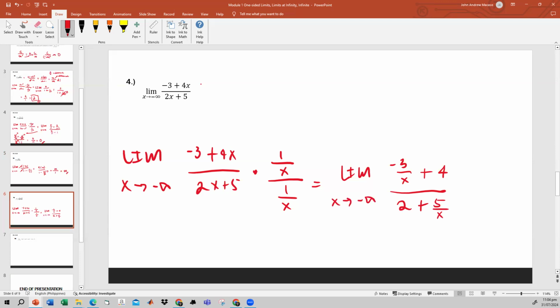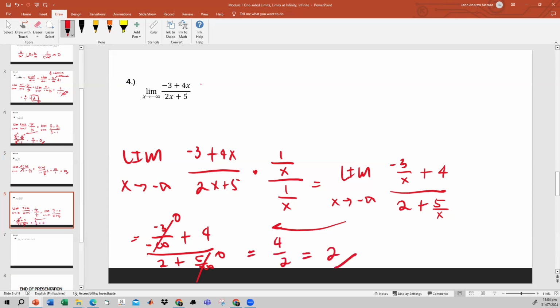So in that case, evaluating the limit, this will lead to negative 3 over infinity plus 4 over 2 plus 5 over infinity. And of course, a constant over infinity will lead to 0, rather. So this will lead to 0, and this will lead to 0 as well, right? So in that case, we'll have now 4 over 2, or simply 2. So the answer will be 2. Okay, so I hope you get it now.